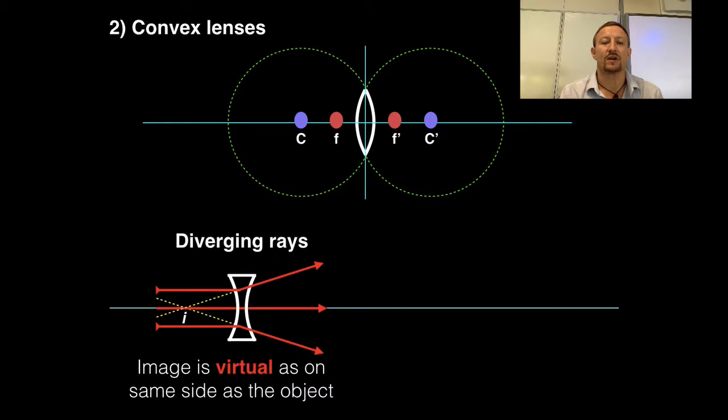Now, as a result, our image is going to be virtual because it's going to be on the same side as the object. Now, this is directly opposite to mirrors, because if you remember, with a mirror, the virtual image is on the opposite side of the mirror, because we can't basically place a screen and get the light to hit it. It's impossible. It's a trick of the mind's eye.